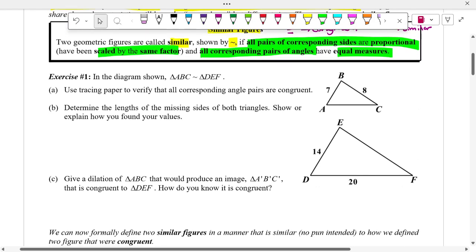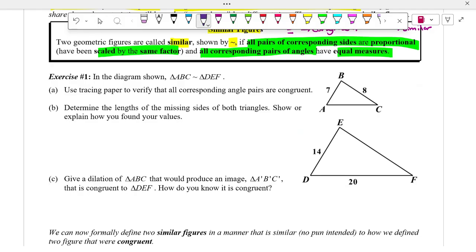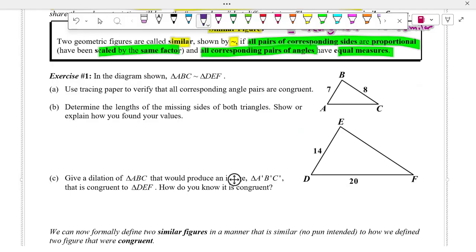Now, if we look at exercise 1, it says use tracing paper to verify that all the angles are congruent. We ain't got time for that. I can assure you those angles are congruent. But which are my corresponding angles, so I know what to mark? So someone raise their hand and name me one set of corresponding angles.